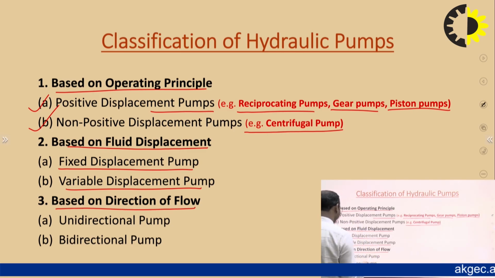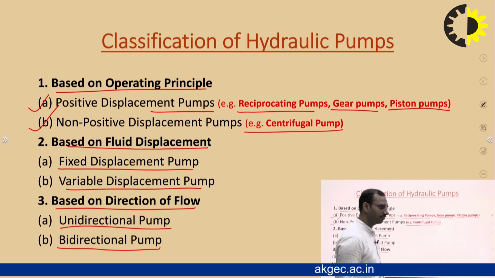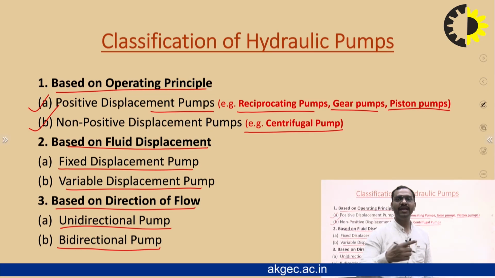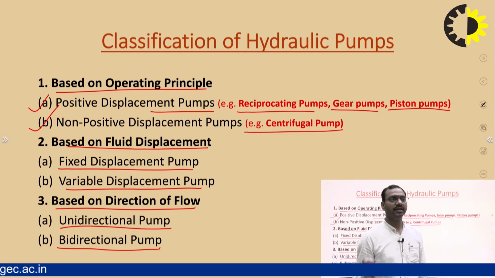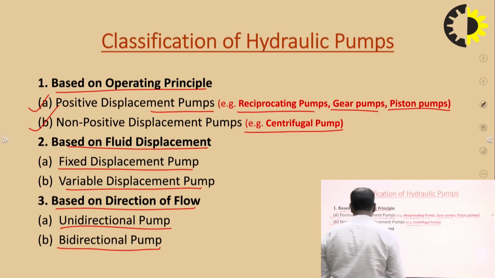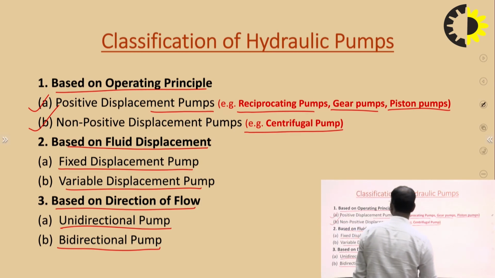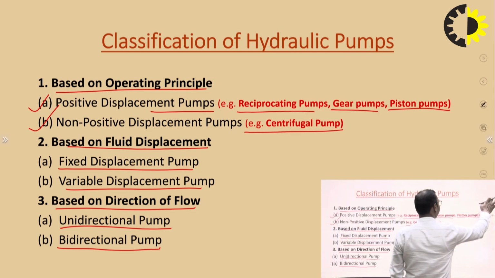Then the third classification is based on direction of flow. Based on direction of flow, the pump is classified as unidirectional pump and bidirectional pump. Unidirectional means if the pump rotates only anti-clockwise or clockwise, then this type of pump comes under the category of unidirectional pump. And if the same pump can rotate in clockwise as well as anti-clockwise, both directions, then this type of pump comes under the category of bidirectional pump. So this is the classification of hydraulic pumps.